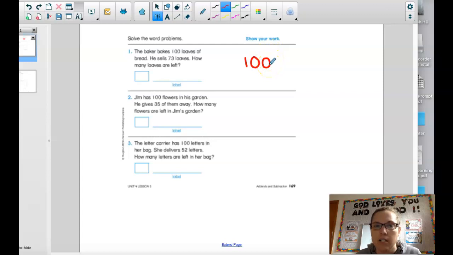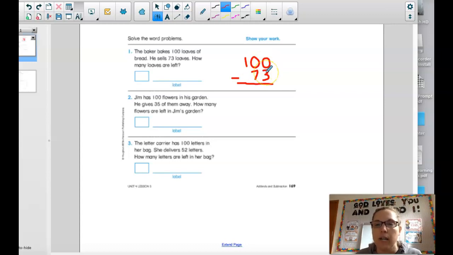So you've got 100 on top, and he sells 73. In the number 73, we need that 7 in the tens place, right under this 0, and we need the 3 in the ones place, under this 0. And let's draw our line and subtraction symbol. So we're going to start with the ones place.